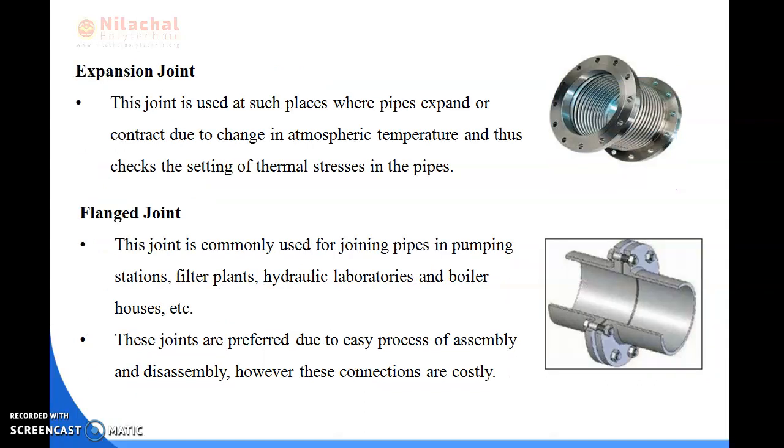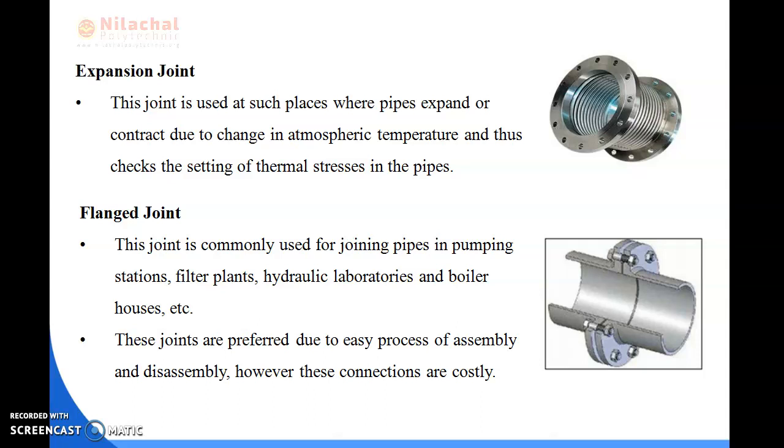So next one is the expansion joint. You can see here the images of the expansion joint. This joint is used at such places where the pipes expand or contract due to the change in atmospheric temperature, and thus checks the setting up of thermal stresses in the pipes.